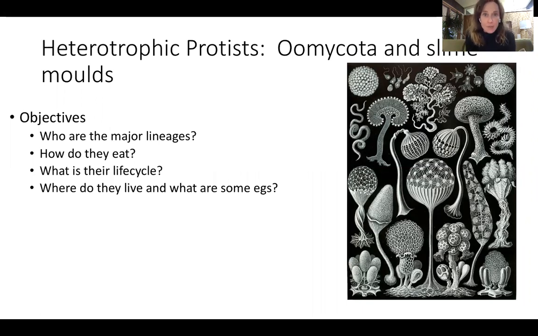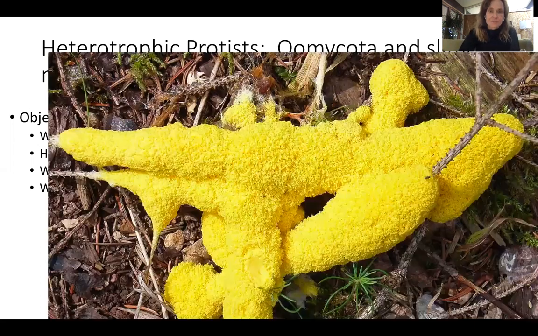So for this chapter and for this lecture, I want you to know who the major lineages of heterotrophic protists are, how they eat, what their life cycle is like, and do you know an example of one? Like, where do they live? What kind of habitat would you find them in? And what are some common examples of these creatures? It's just very general things, just because I want you to get introduced to them.